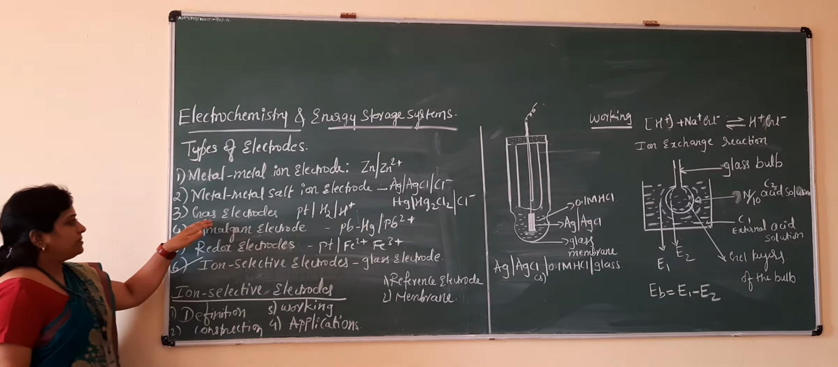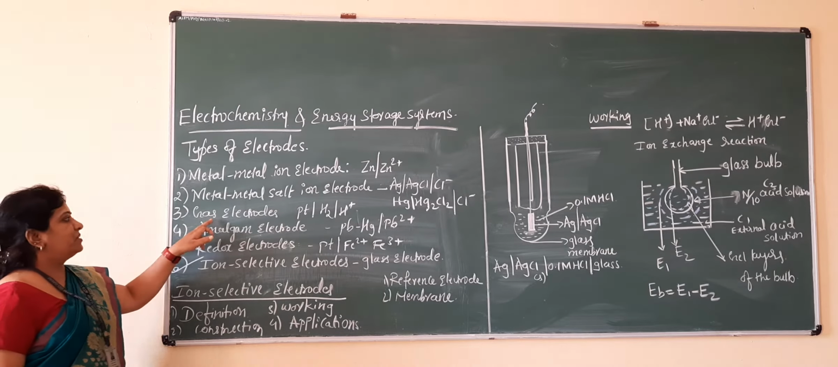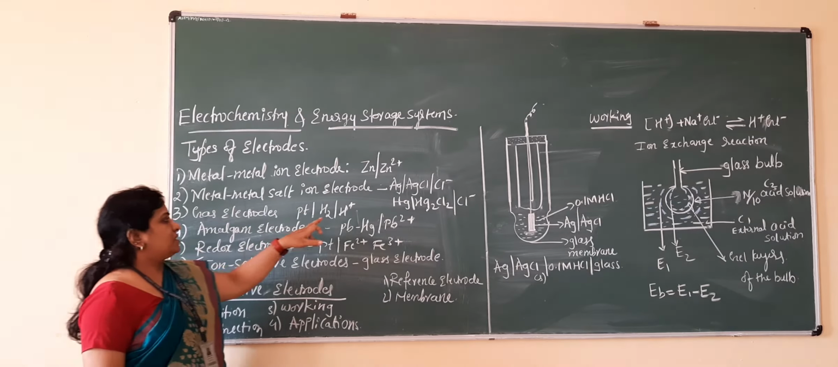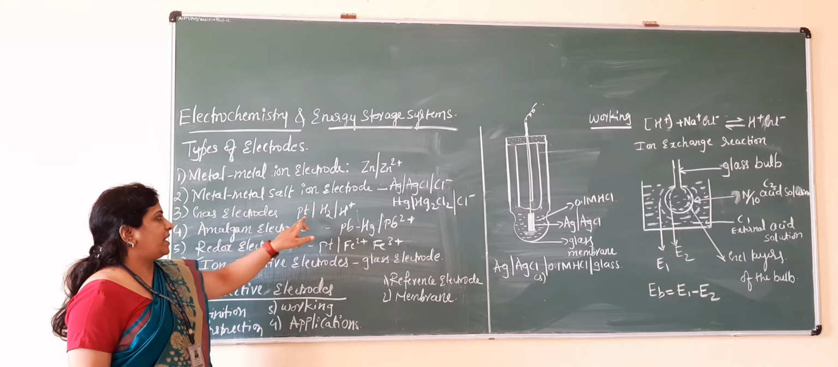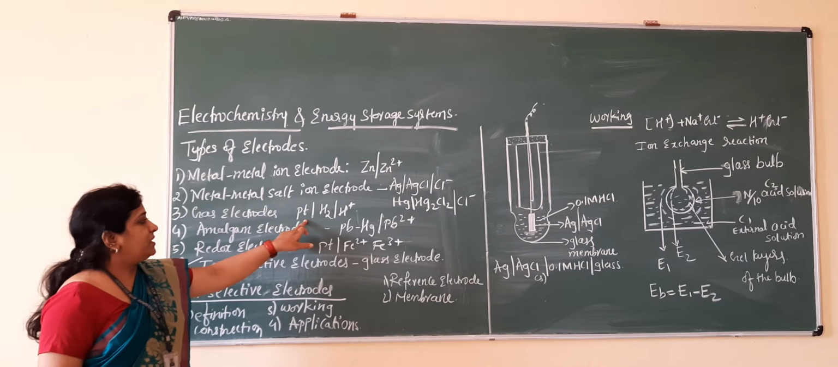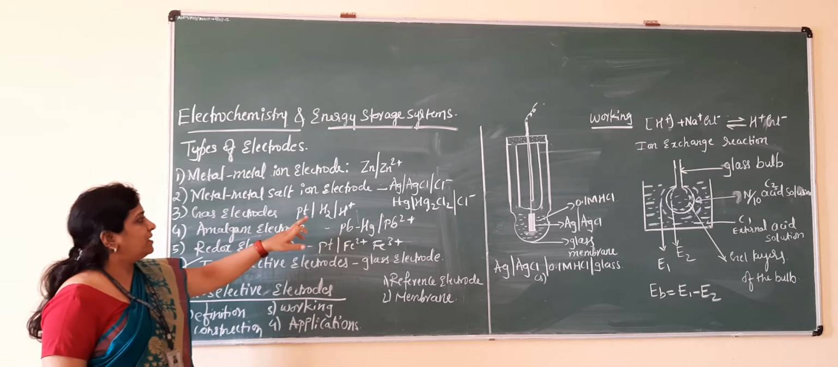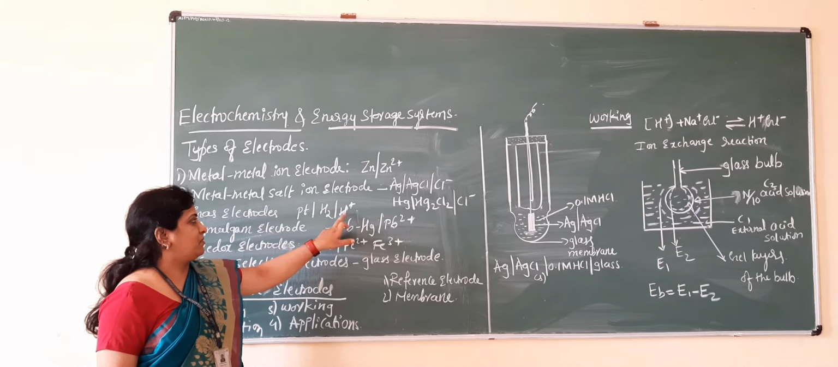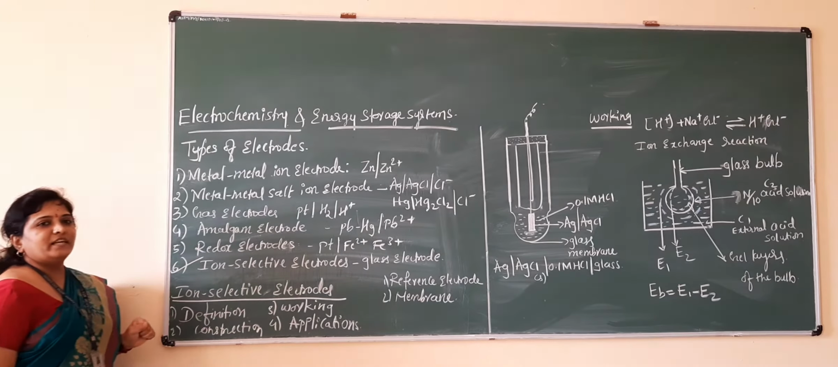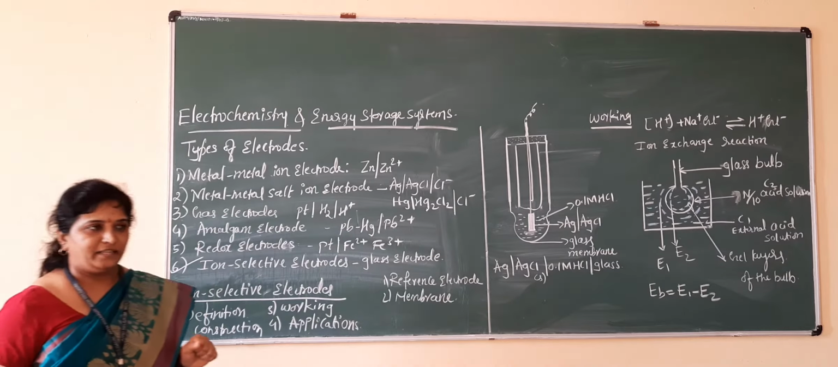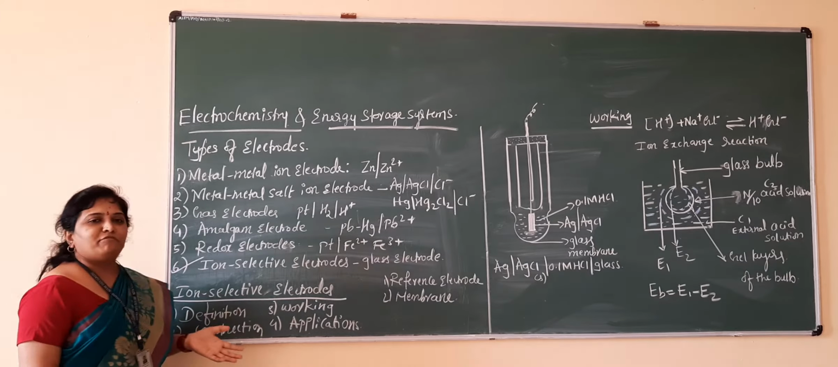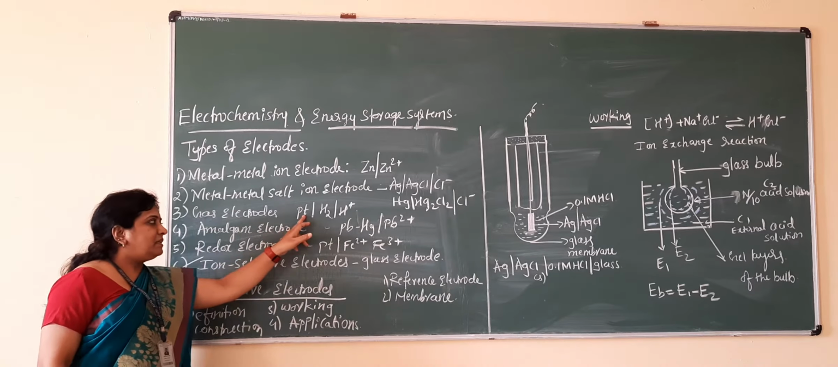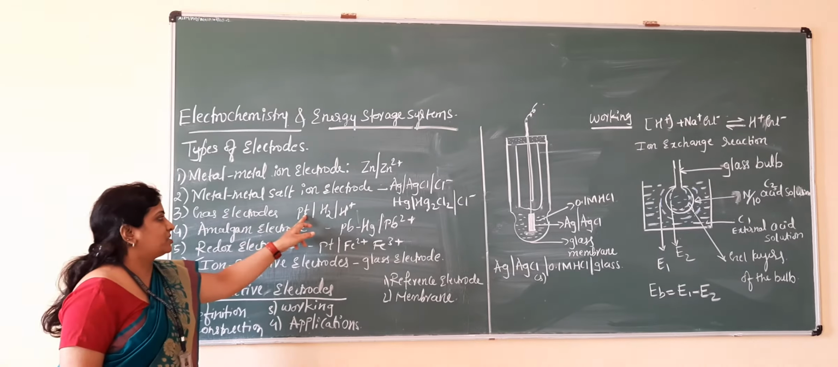The next type is gas electrodes. The name itself defines it. A gas is in contact with an inert electrode, an inert foil like platinum, and again it is in contact with the positive ions, such as H plus ions. For this gas electrode we can give the example of the hydrogen electrode. We can also give one more example, the chlorine electrode. Platinum is inert here because it won't take part in the reaction.